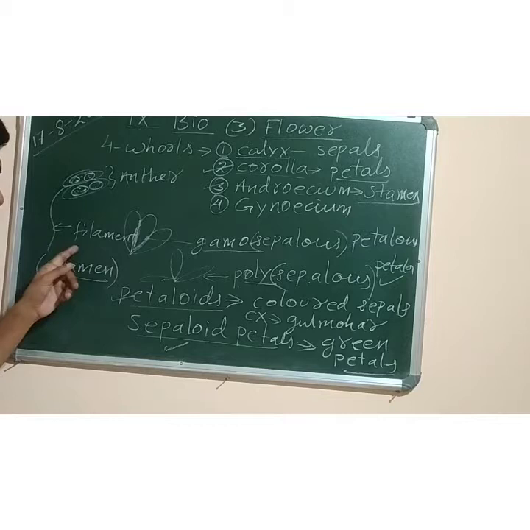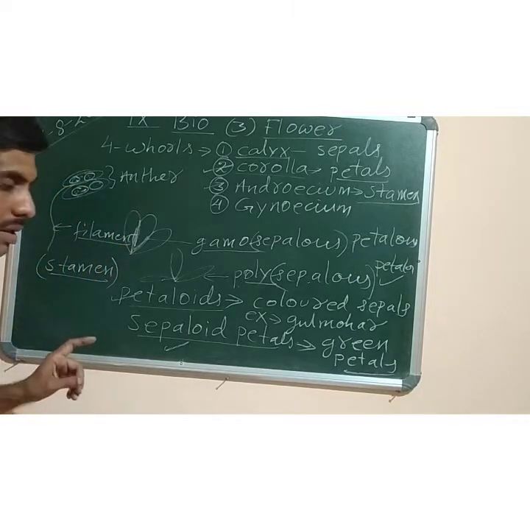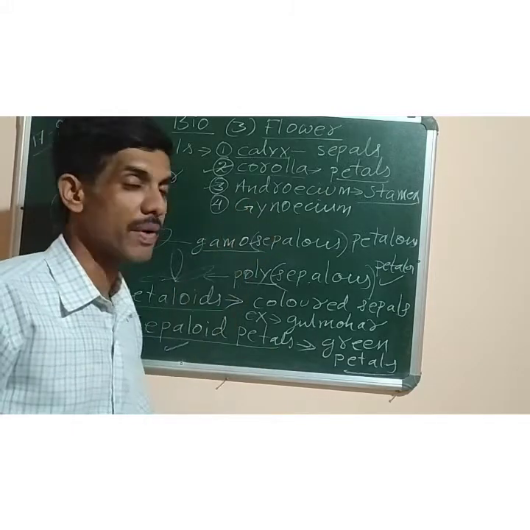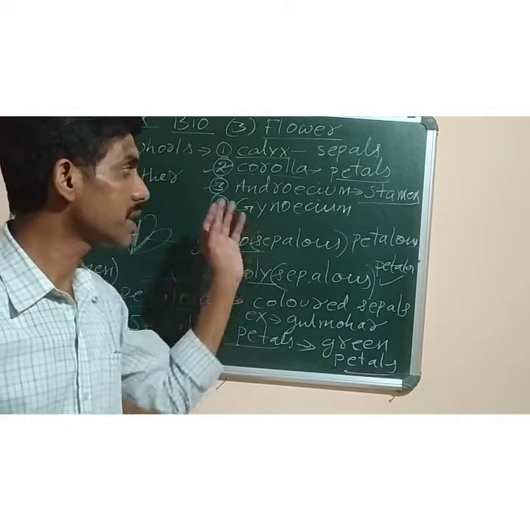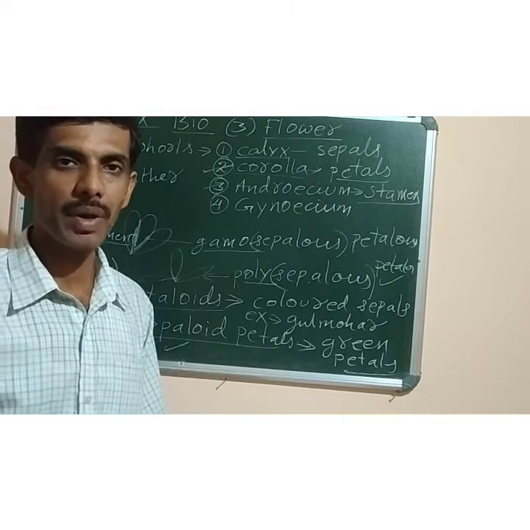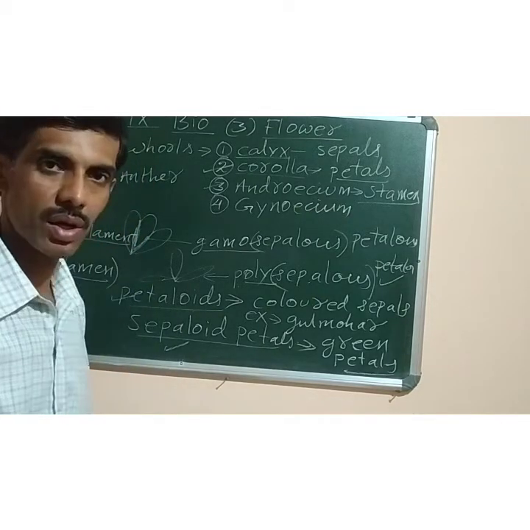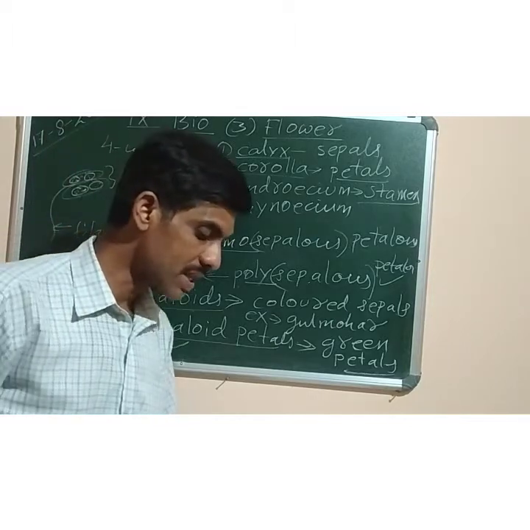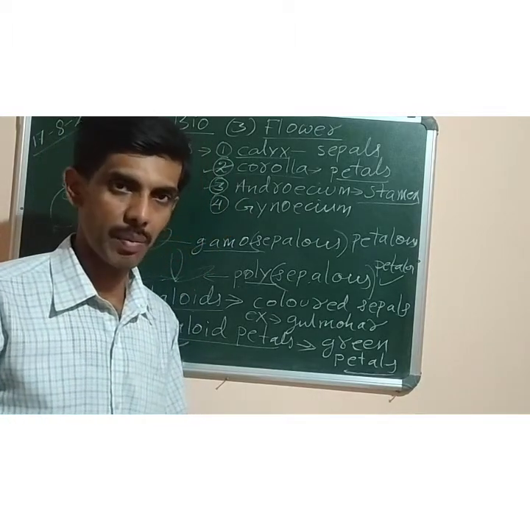And what is filament? The stalk of the anther is called filament. Okay. So now next, what is the function of androecium? The function of androecium, which is a collection of stamens, is to produce the male gamete called the pollens. Okay. So male gametes called pollens are produced inside the stamens.